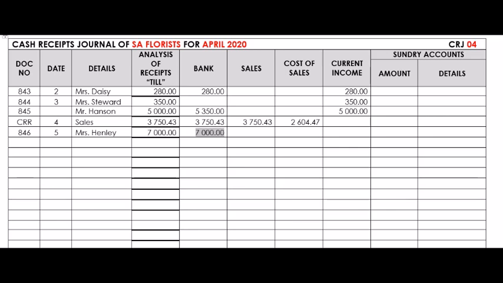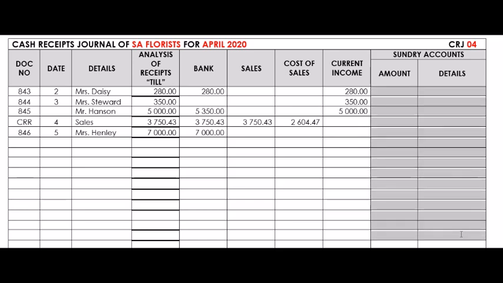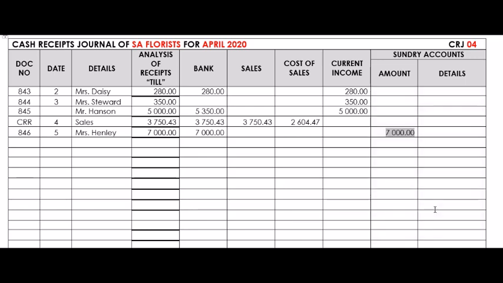But now you have to remember that it wasn't for a sale, so we won't record anything in sales or cost of sales. Nor was it for a service, so you don't record anything in current income. It was a capital contribution, so you have to go and record it in the sundry account section, which is this section that is used for all of the money that we receive that there's no specific column for. Okay, so you will have to record that 7,000 Rand in the amounts column, and you have to specify that it was capital. Please don't write capital contribution, just capital.